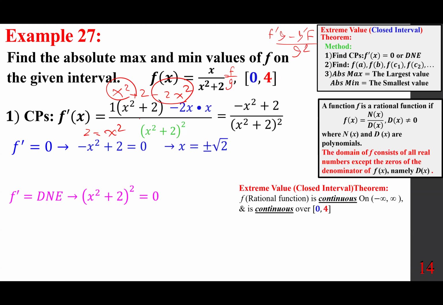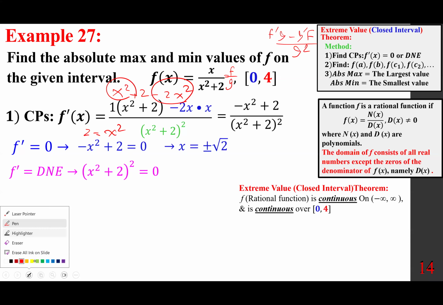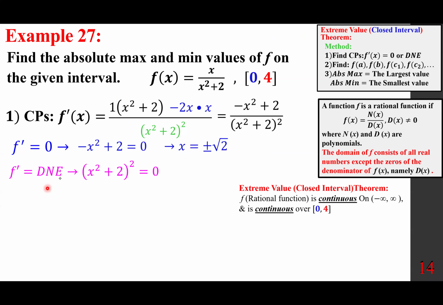f prime doesn't exist if the denominator is 0. As you recall, x squared plus 2, we said that equal to 0 had no solution. When you raise it to any power, the same thing. No solution. So that doesn't give us any numbers. So we have square root of 2. Square root of 2 is about 1.4. Is it in between? Yes. How about minus square root of 2? No. So you can only use positive square root of 2.